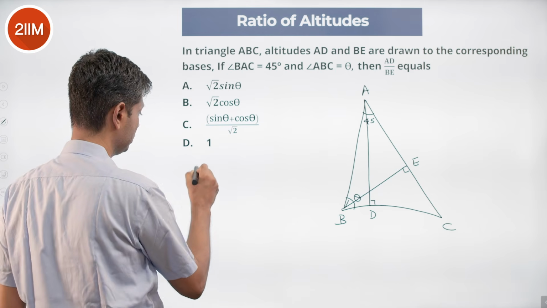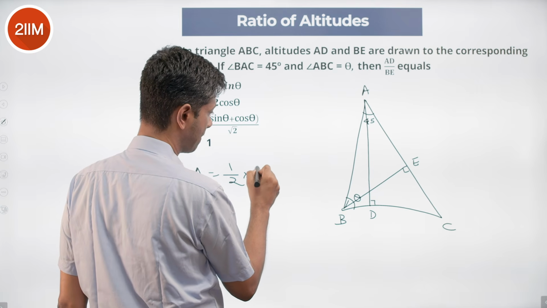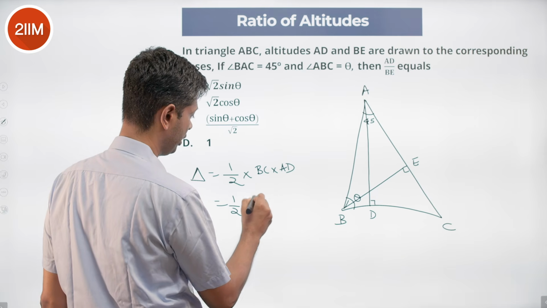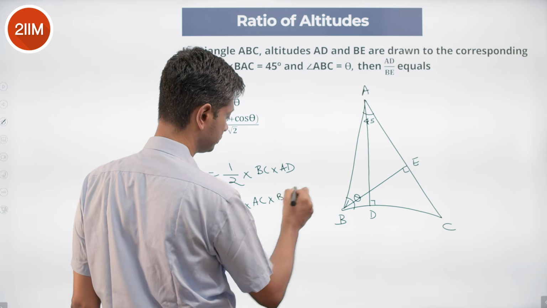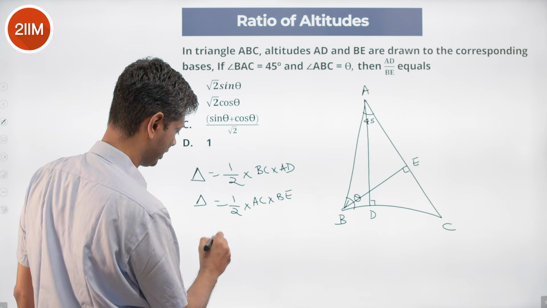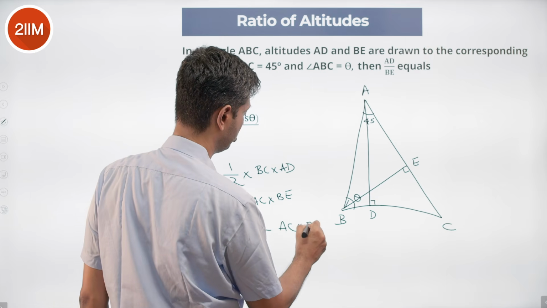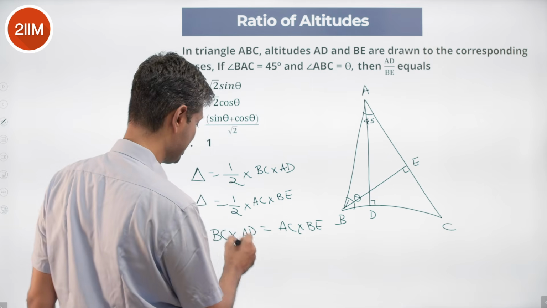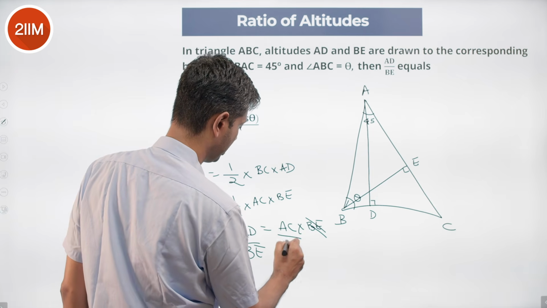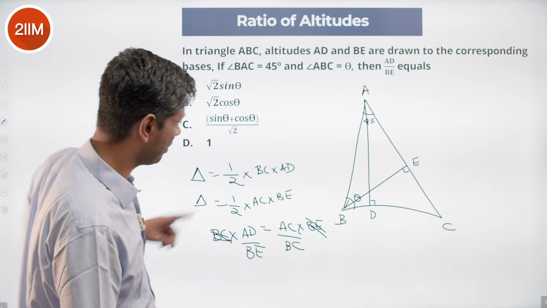So the area of this triangle is half into BC into AD. This is also equal to half into AC into BE. These two should be equal, since both are the area. So half and half get knocked off. BC into AD equals AC into BE. We want to find AD by BE, so it should be equal to AC by BC. Nice. Now we want to find AC by BC.